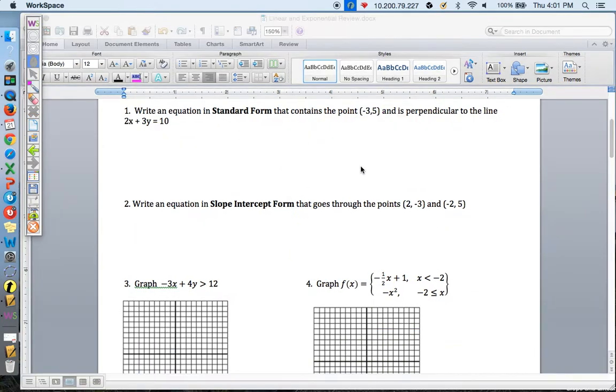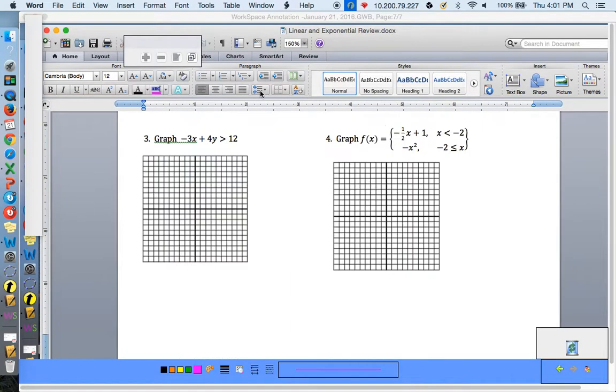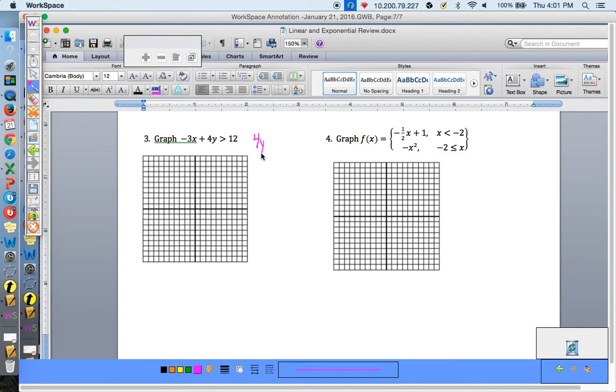All right, and now we start looking down here at a few graphing ones. Well, let's see. If we were to solve for y, we'd have 4y equals 12 plus 3x. Divide by 4. I'm not sure why this is still that inequality. So y is greater than 3 plus 3/4 x. Graph that, 1, 2, 3. Dashed line, so we rise 3, go over 4.